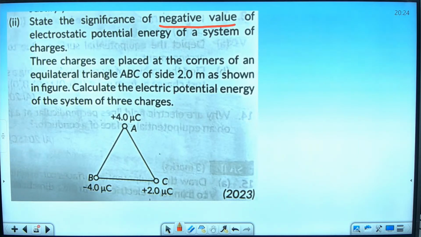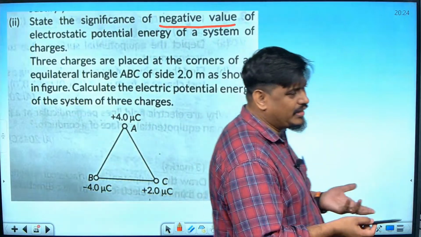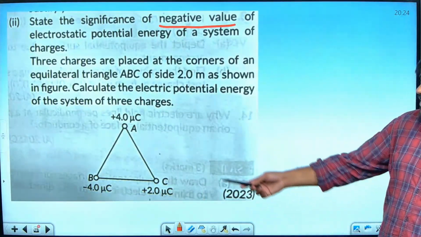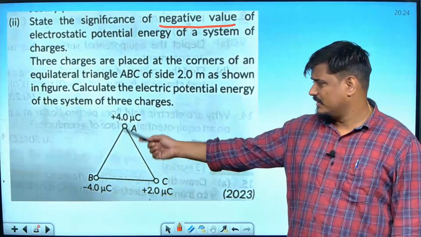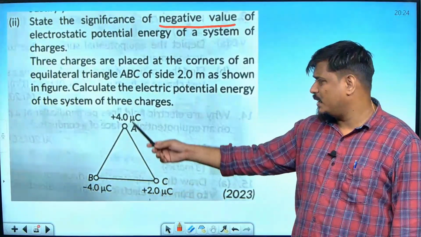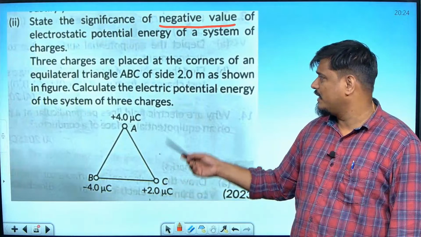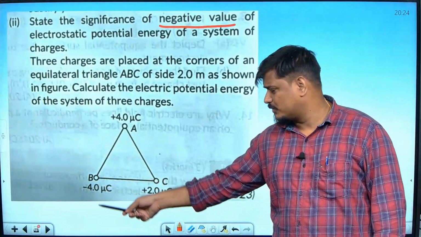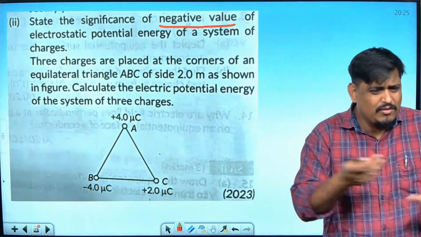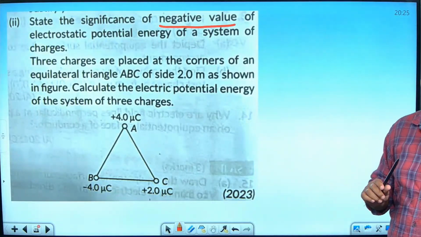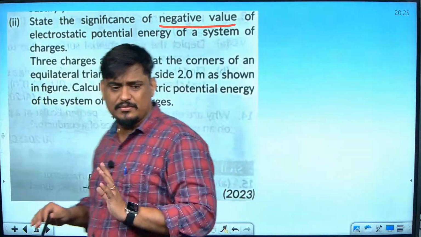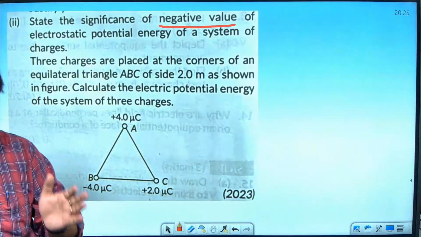Okay, next part. There are 3 charges, 4 microcoulomb, minus 4 microcoulomb, and 2 microcoulomb, and they are asking you to find the electric potential energy. I hope you can find it. U is equal to K Q1 Q2 by R. So K into 4 into minus 4 by 2, plus K into 4 into 2 by 2, plus K into minus 4 into 2 by 2. Just solve it correctly, you will get the answer. Not a big deal. You can do it later. Are you getting how to do this question?